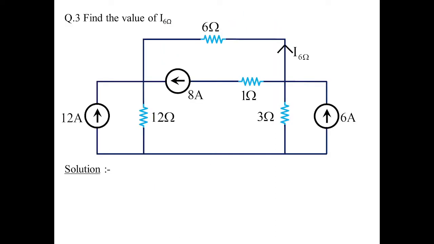Let us go with another example. Here you can see the direction of the current I 6 ohms. It is moving from down to top in this particular branch 6 ohms. So again we are going to take the help of super mesh analysis.